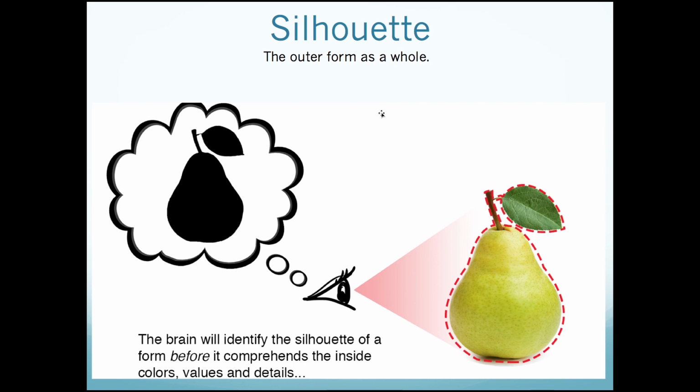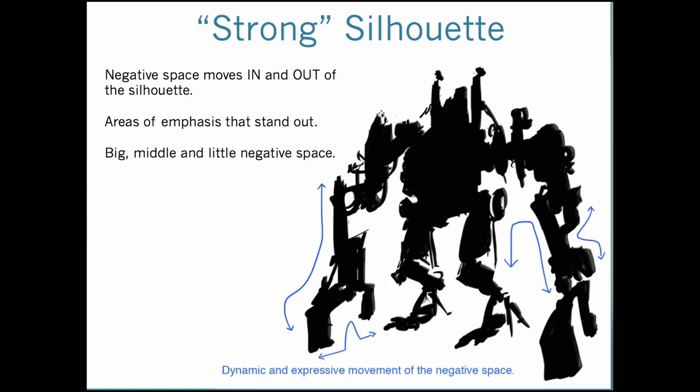Understanding that this is how the brain perceives our world around us, that means that three-dimensional art can have a huge impact on how cool it looks to our viewer. So we want to make sure we have a strong silhouette. Let's define what a strong silhouette is. A strong silhouette is a silhouette that has negative space in it, but not only just in it, but it also moves in and out of the overall shape.